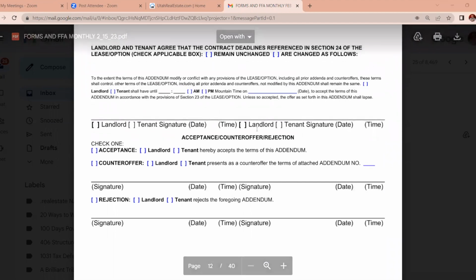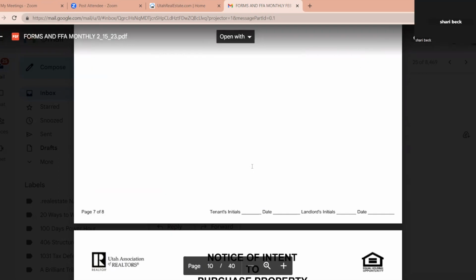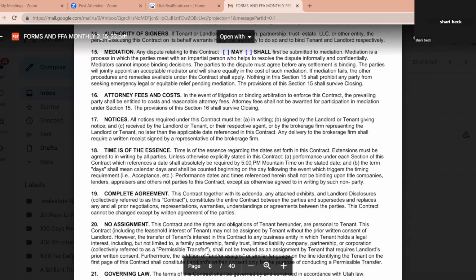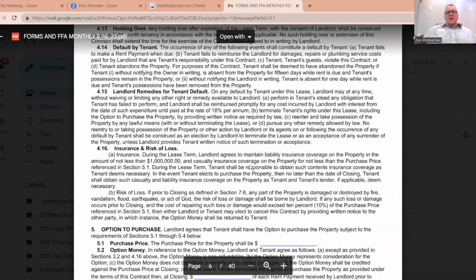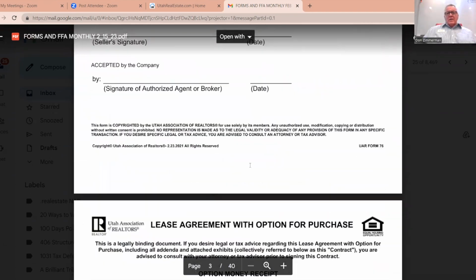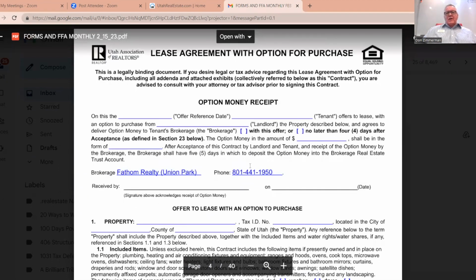Can I ask you a question about that? Yes, Sherry. Are you talking about the listing agent, or what about if there's a buyer's agent? Well, you are the buyer's agent, because you're helping them to enter into a lease agreement with an option for purchase.